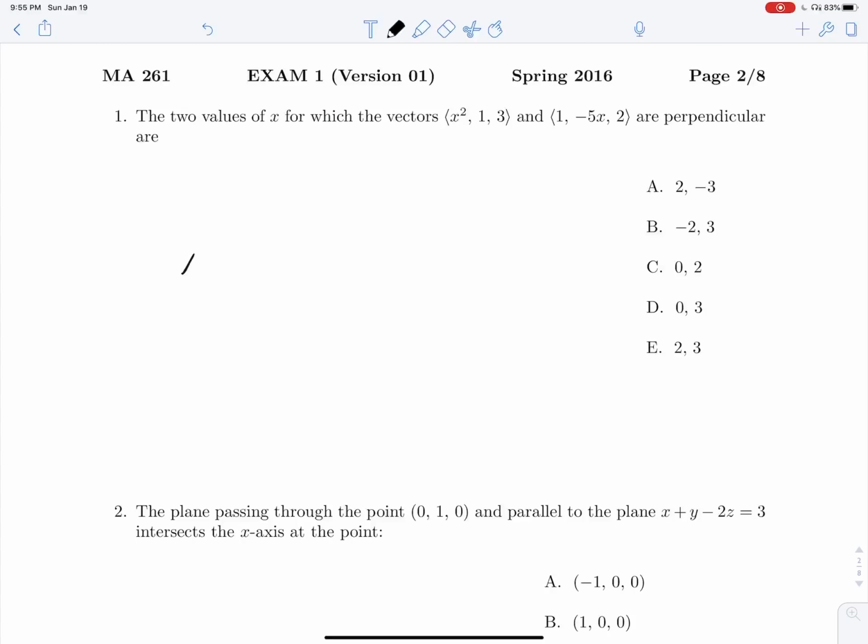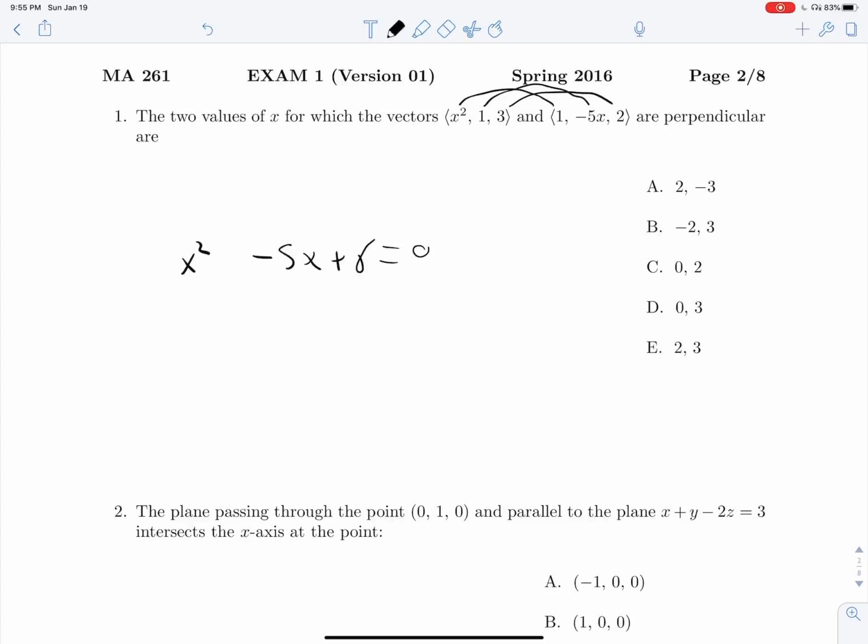That's better. X squared times 1 minus 5x plus 6. We know that has to be equal to 0. And all I'm doing here, we know for the dot product, we're just multiplying each of these individual components together and adding the result. We want this to be equal to 0.